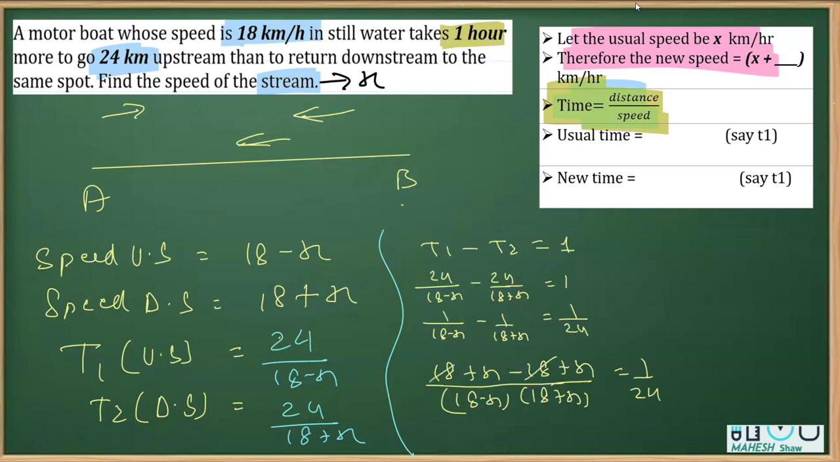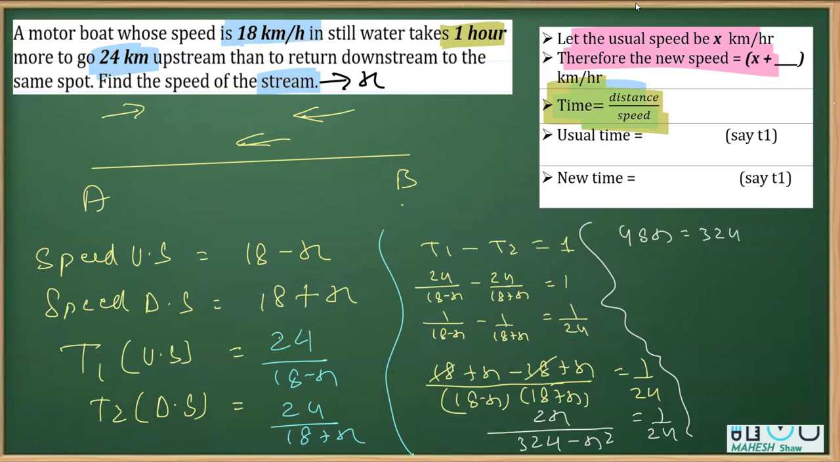I can see this gets cancelled. We are left in the numerator with 2x, denominator 18 square is 324 minus x square, is equal to 1 over 24. Now we'll do cross multiplication. So I can say that 24 into 2, that is 48x, and on the other side, this is 324 minus x square. Writing in the standard form, first is x square plus 48x minus 324 is equal to 0.